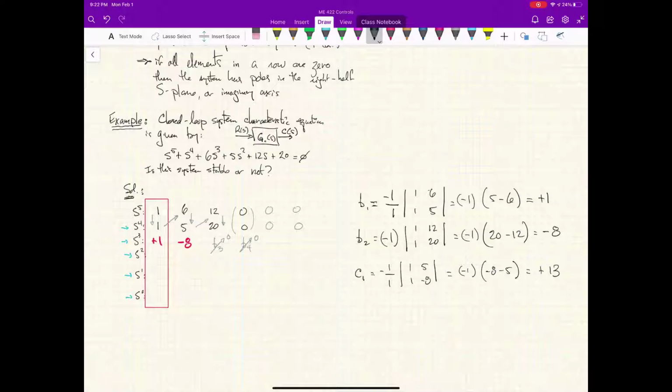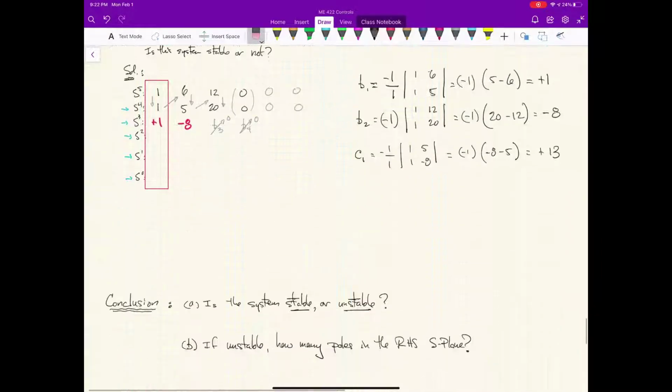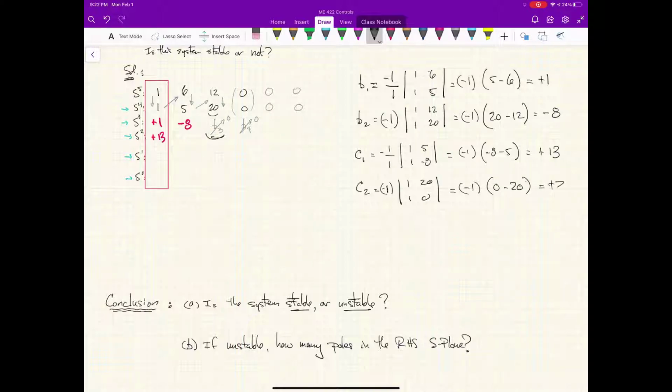And again, I have a positive term. So far that system is stable. C2 is minus 1 times the determinant of 1, 1 times, let's see, these two guys right there, which is going to be 20 and 0. So that's going to be minus 1 times 0 minus 20, which is going to be plus 20. So that's C2, plus 20.